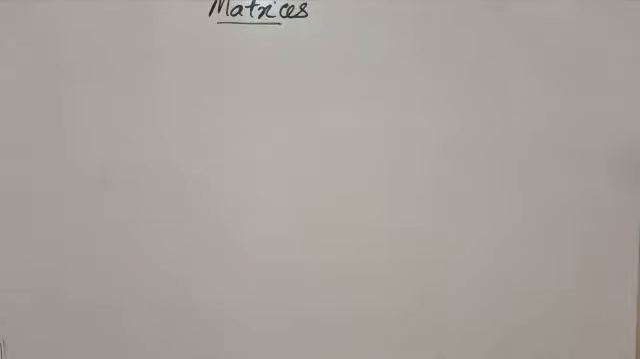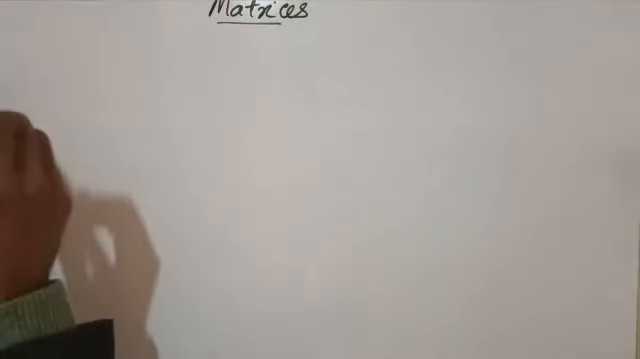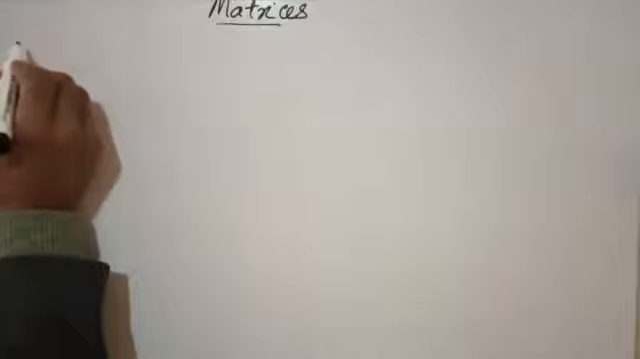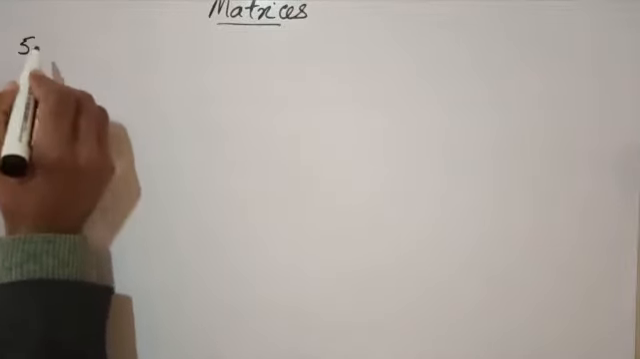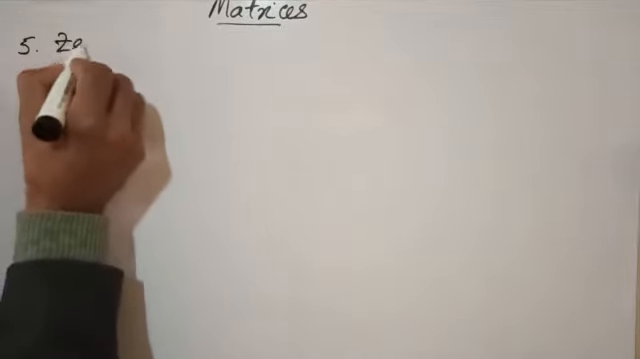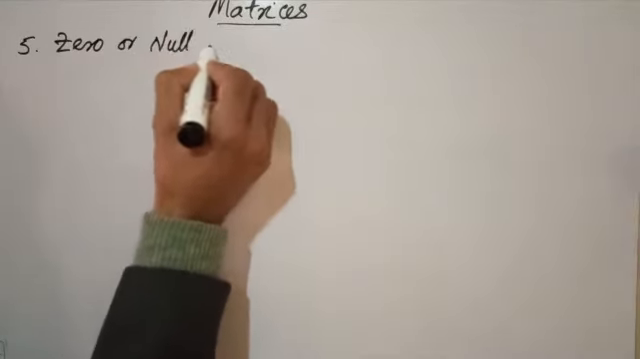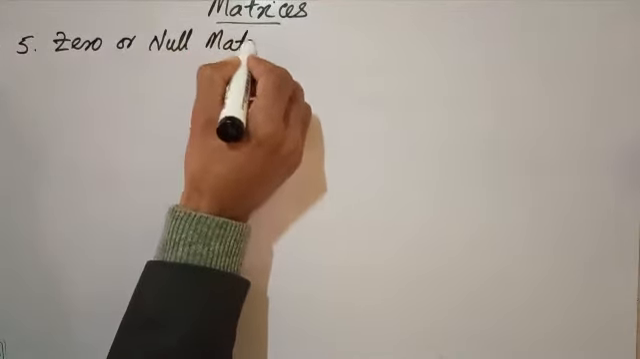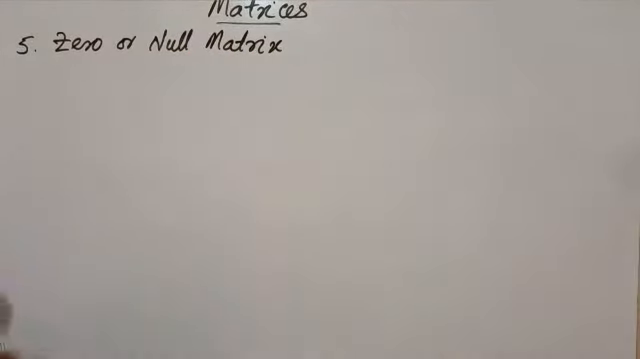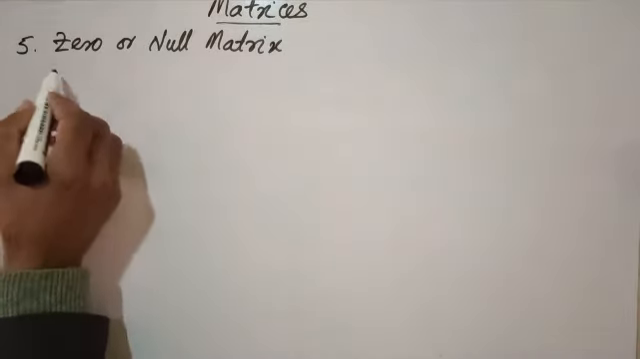In the previous two videos we discussed matrices, their definitions and some types of matrices. Next we define a zero or null matrix. A matrix is said to be a zero matrix or a null matrix if all of its entries are zero.